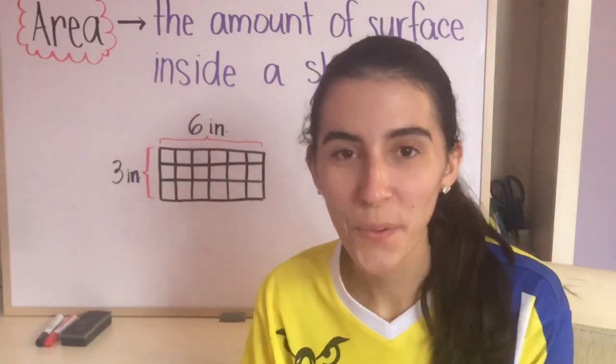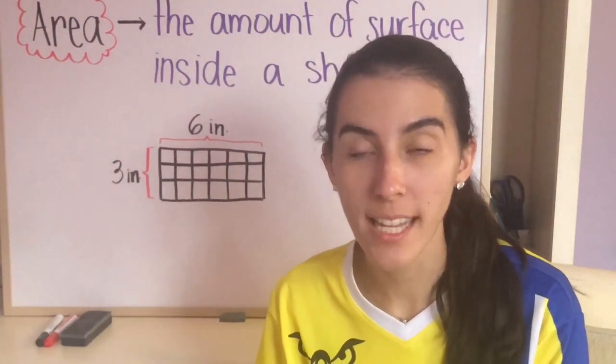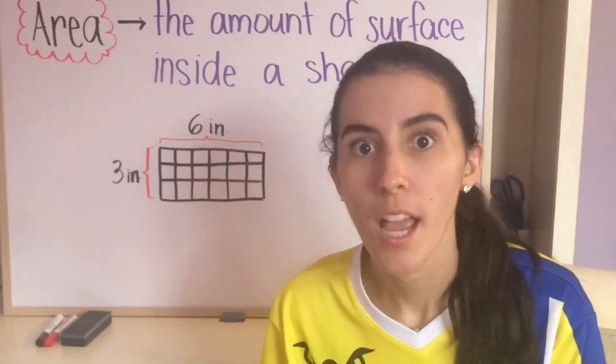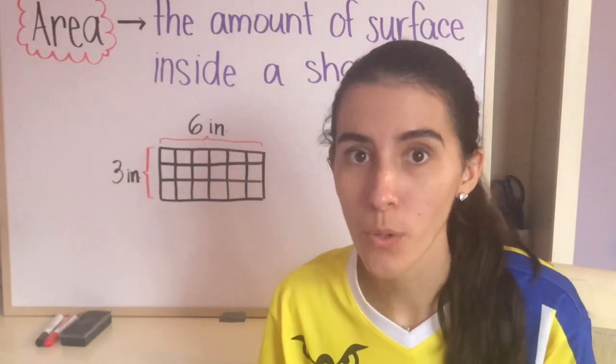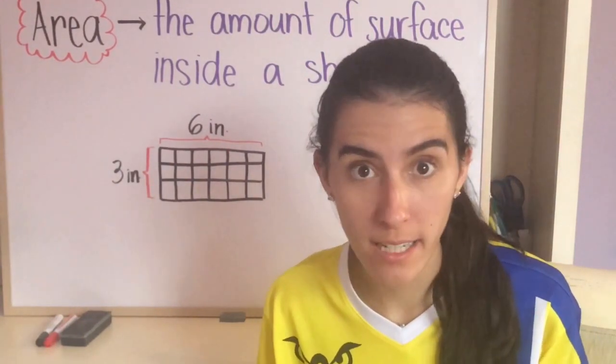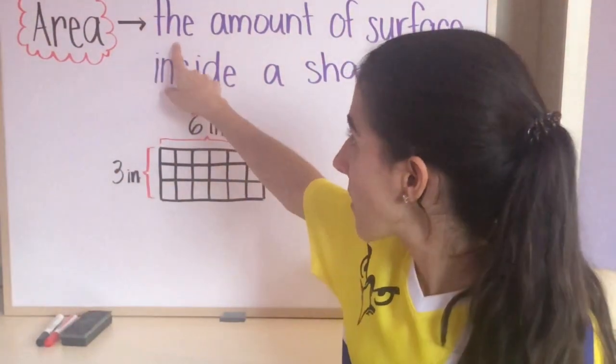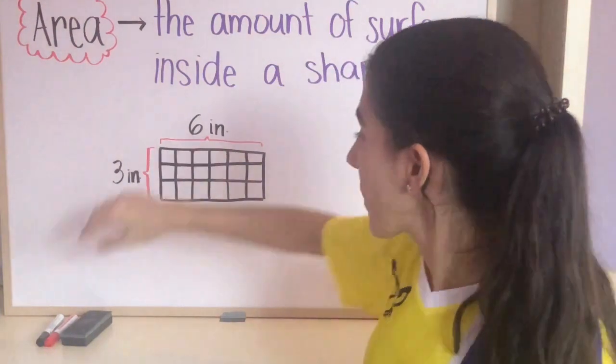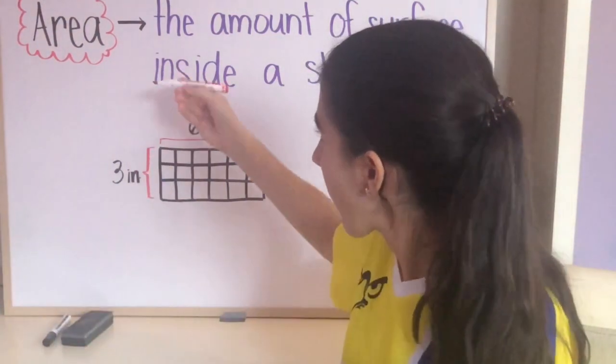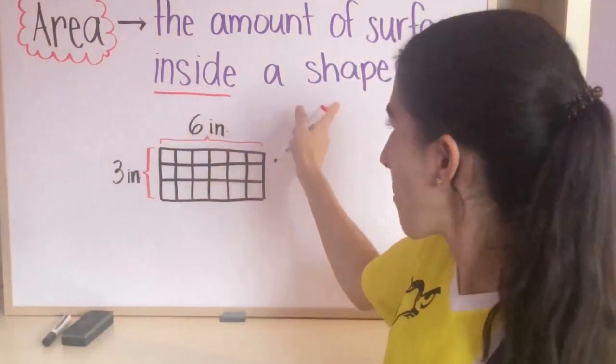Hey second grade, today we are going to be looking at the area of polygons. Before we get into polygons though, we need to review what area is and how we can find it. So, area is the amount of surface inside a shape.